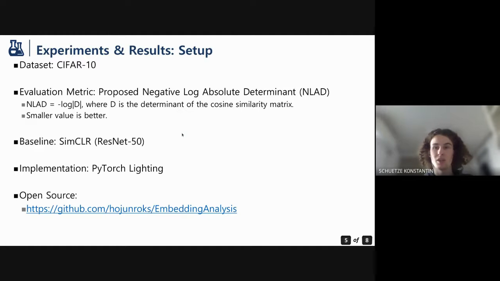All our experiments, including the heat maps and the t-SNE plots I've already shown you, use the CIFAR-10 data set, and we used a modified SimCLR implemented with PyTorch Lightning, always with a ResNet 50 backbone. As an evaluation metric, we proposed a negative log absolute determinant, or NLAD for short, which is a single number metric derived from the cosine similarity matrices I've shown you before. It ranges from 0 to infinity, where a smaller value is better.